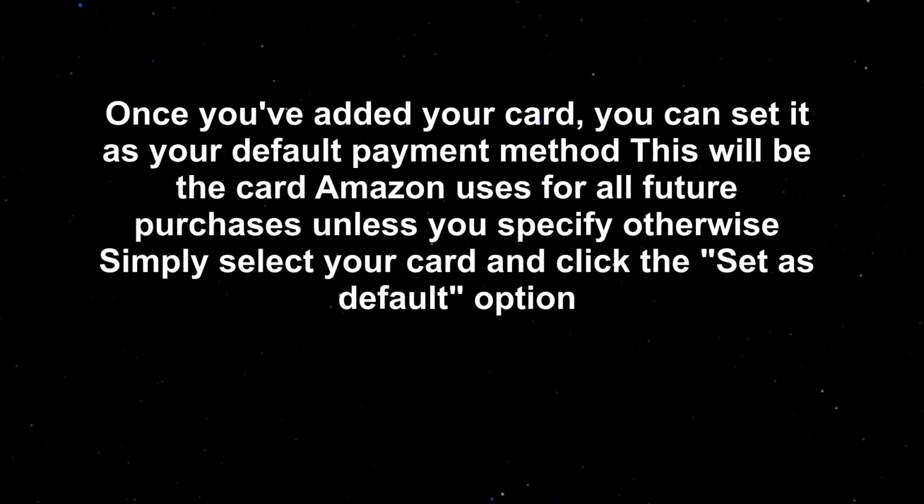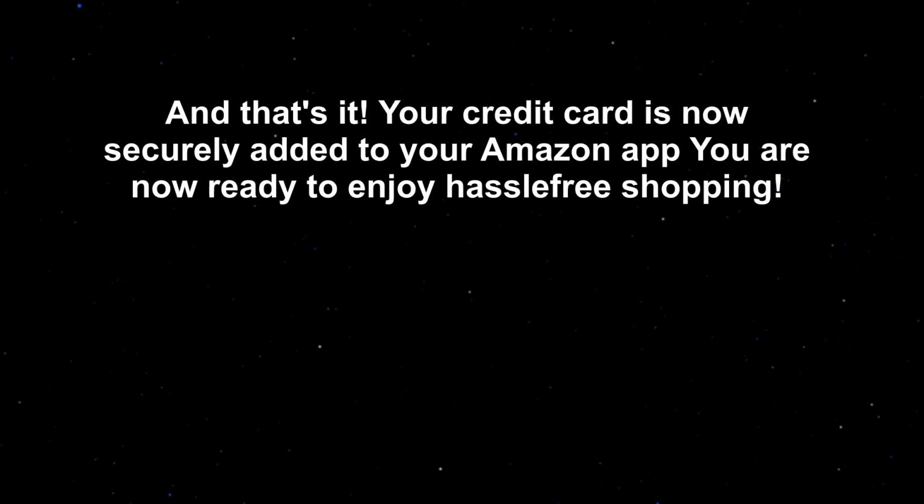Once you've added your card, you can set it as your default payment method. This will be the card Amazon uses for all future purchases unless you specify otherwise. Simply select your card and click the Set as Default option. And that's it. Your credit card is now securely added to your Amazon app.